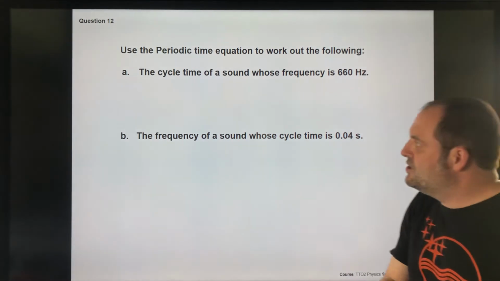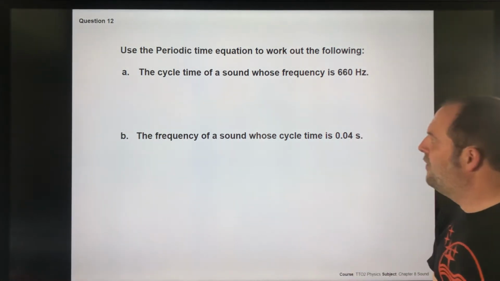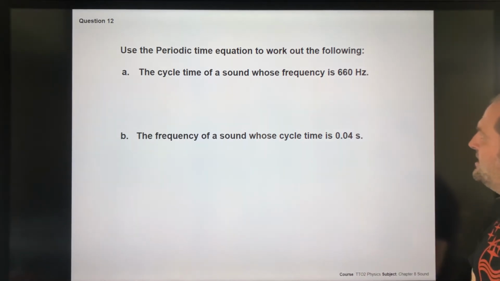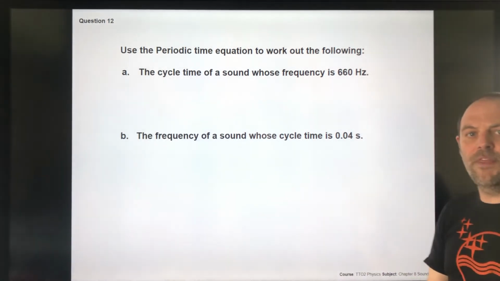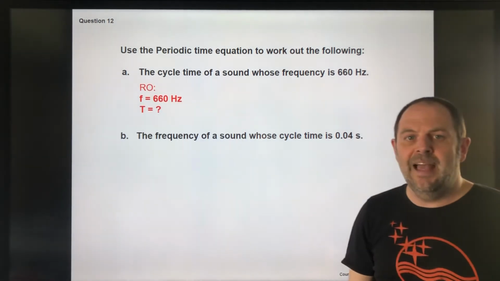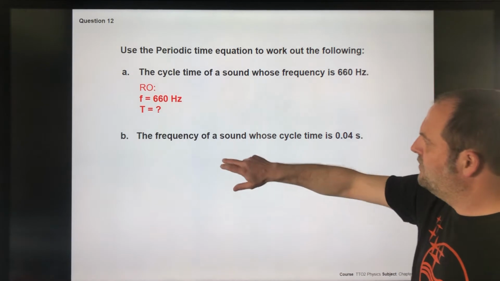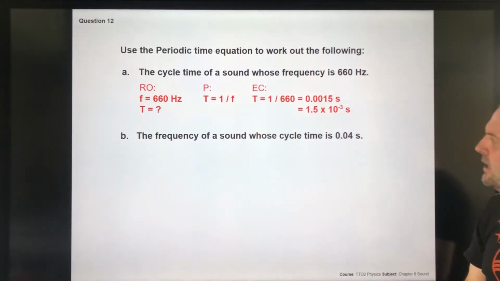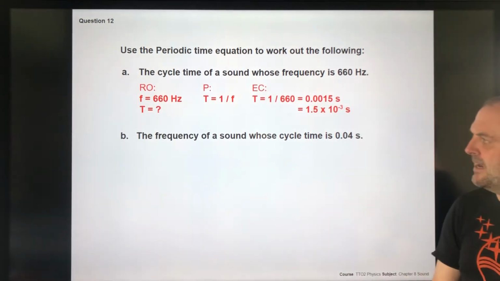Let's focus on question 12. Use the periodic time equation to work out the following. The cycle time of a sound whose frequency is 660 Hz. Well, the thing that you need to do is write down all the things that are given. In this case it's 660 Hz, that's the frequency, and that is of course given in a standard unit. The cycle time or the periodic time is my question mark. You use the standard formula and you just fill it in. You get an outcome of 1.5 times 10 to the power of minus 3 seconds.